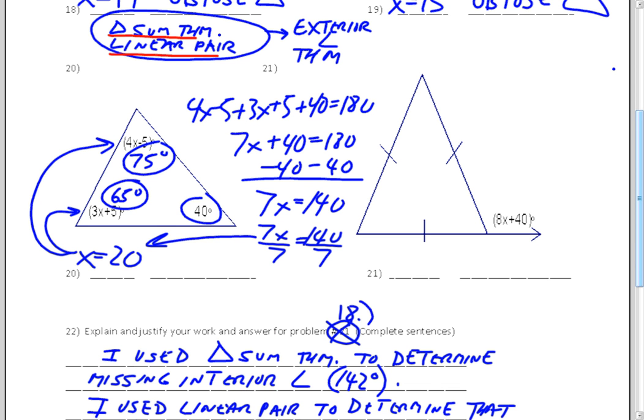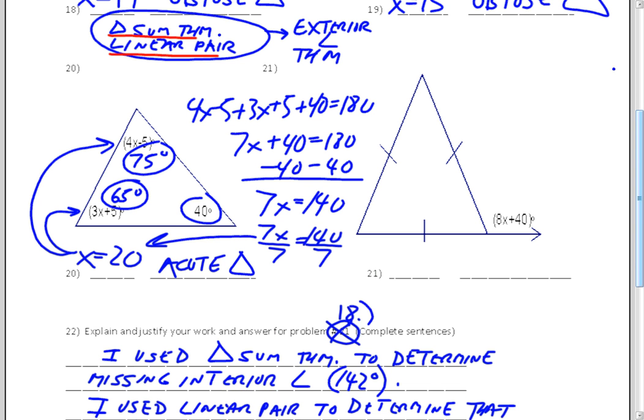What type of angles? Acute. So we are looking at an acute triangle. We don't really care about the sides because we weren't asked about the sides. We were just asked for a classification by angles.